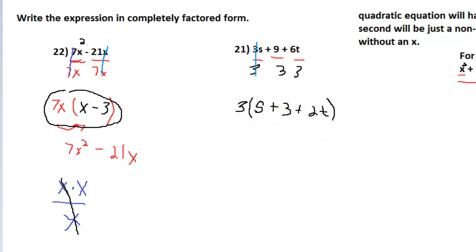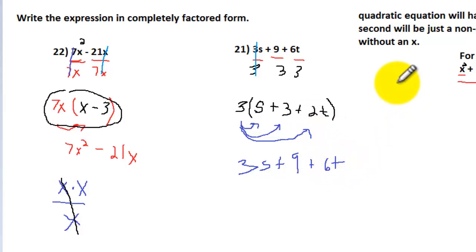And once again, you can factor it all back to double check if you got your answer. So 3s, plus 3 times 3 is 9, plus 3 times 2 is 6t. So it does come back really nicely. All right.